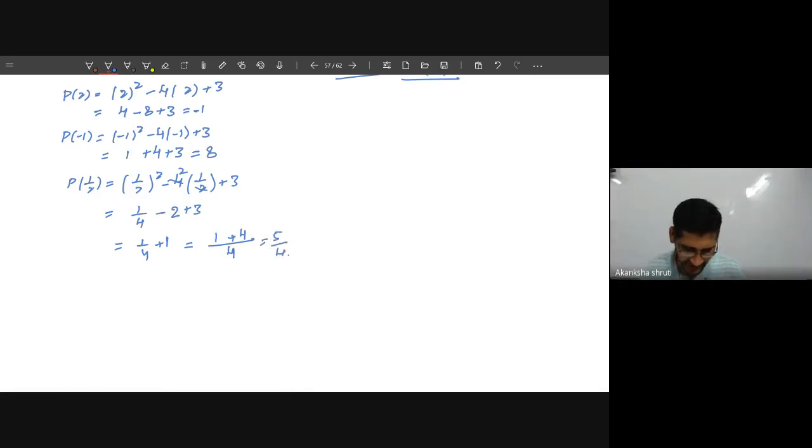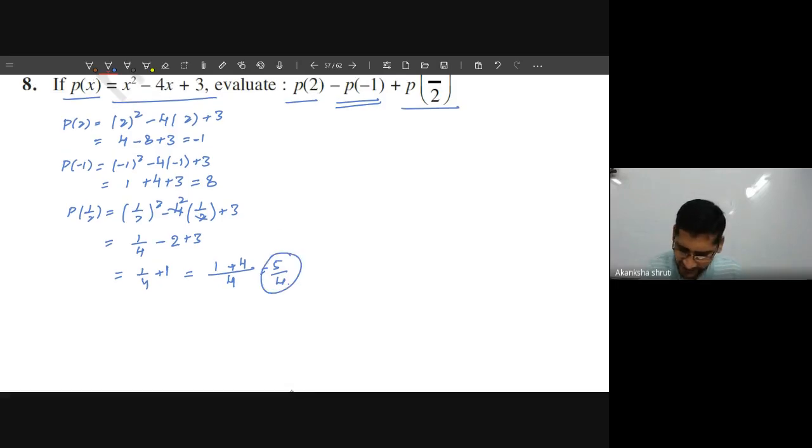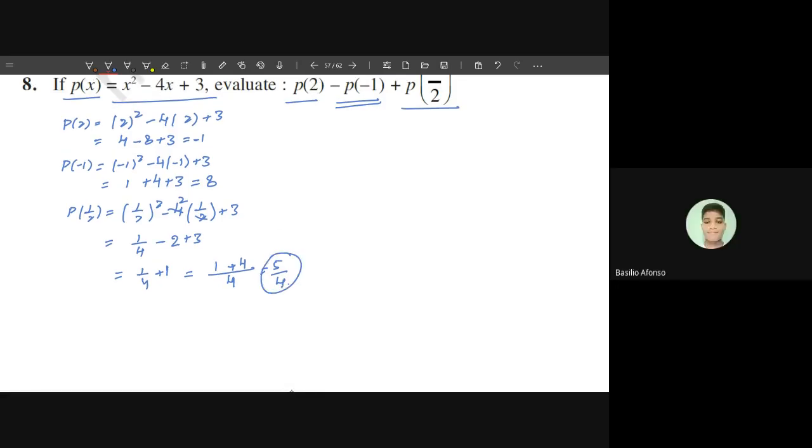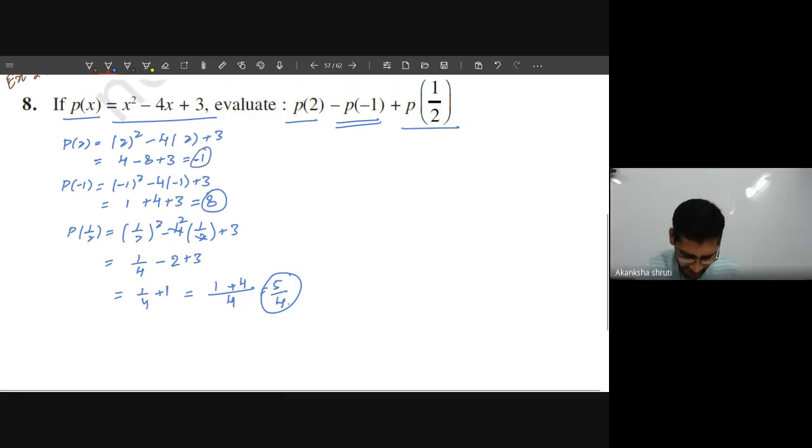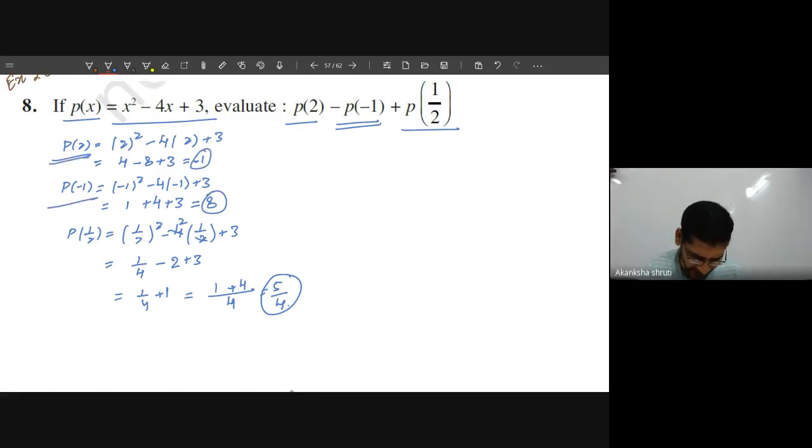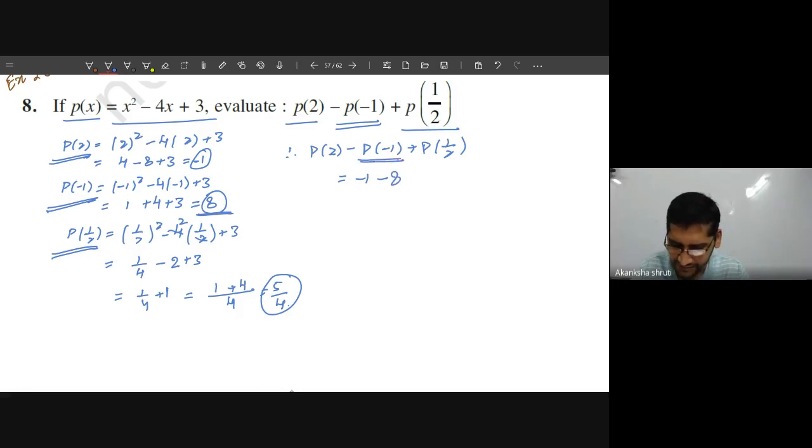So after calculating these 3 things, we have to substitute them here. So these are the things that we have calculated. These are 3 separate terms. So therefore, in this p of 2 minus p of minus 1 plus p of 1 by 2, here you have to substitute these values. So p of 2 that we have calculated as minus 1. Next one is minus. P of minus 1 we have calculated as 8. This value is 8. But before that the sign is negative. So this becomes minus 8.